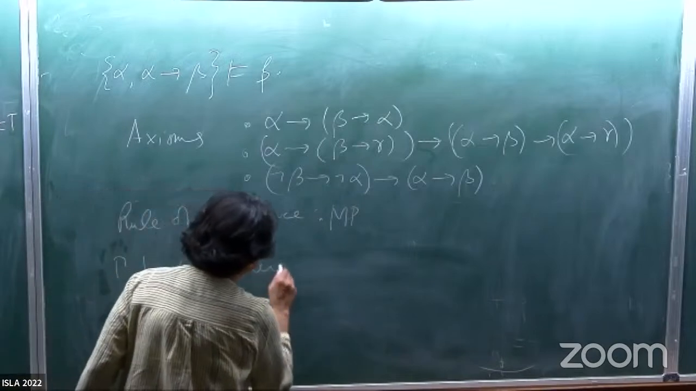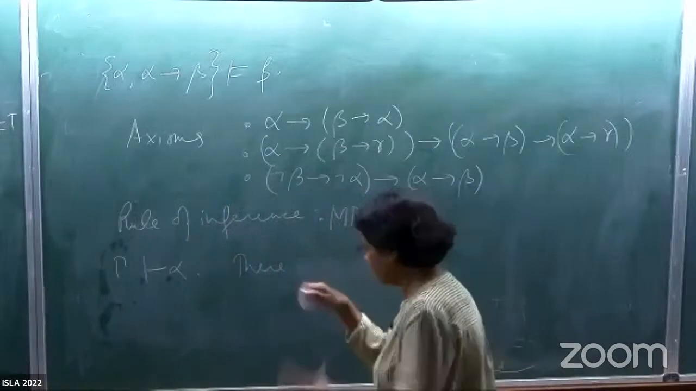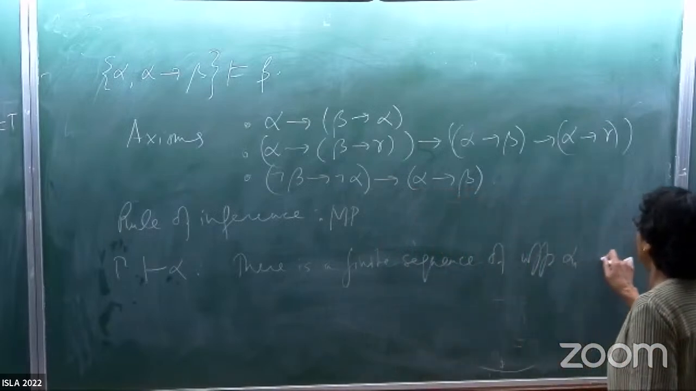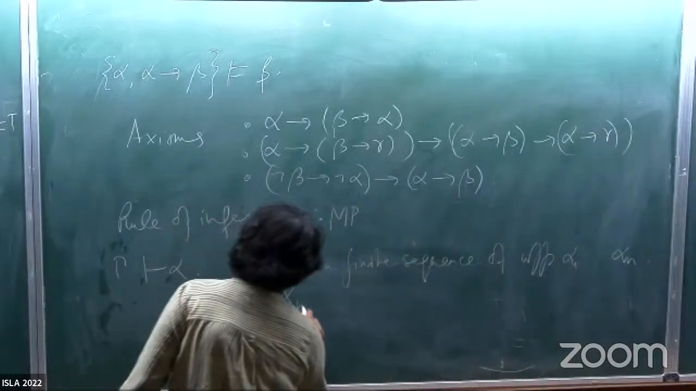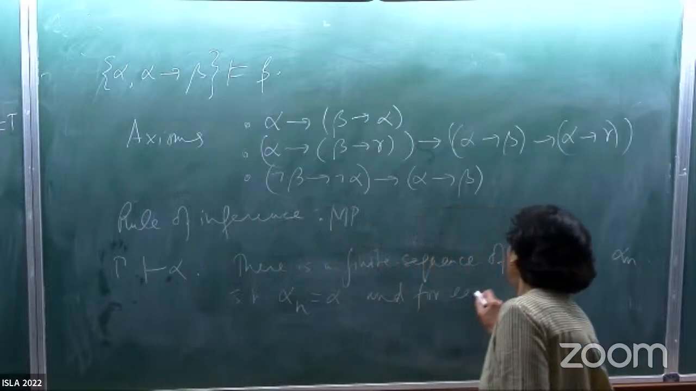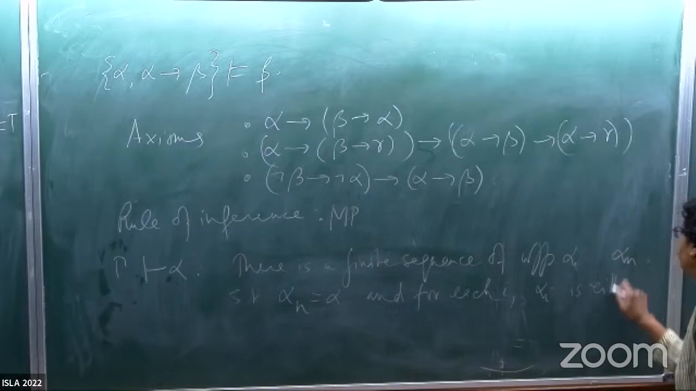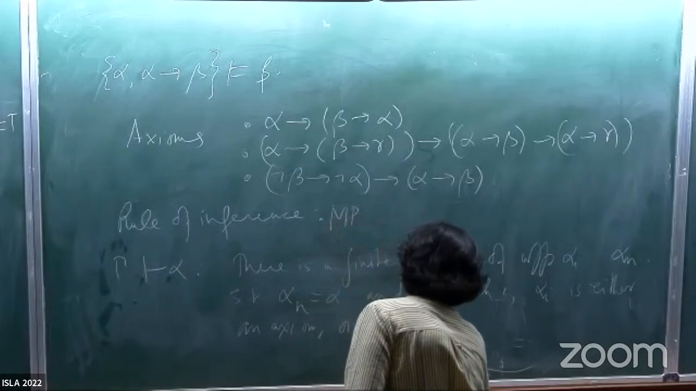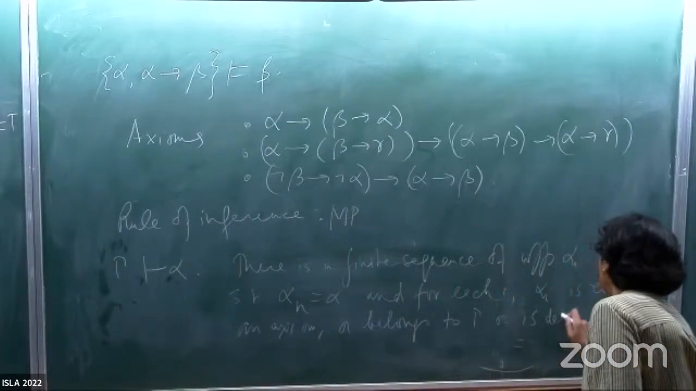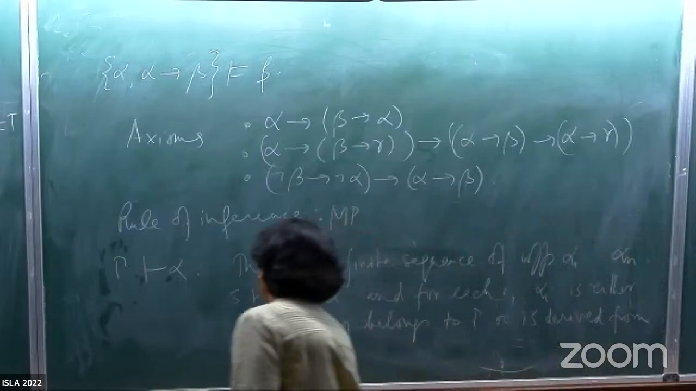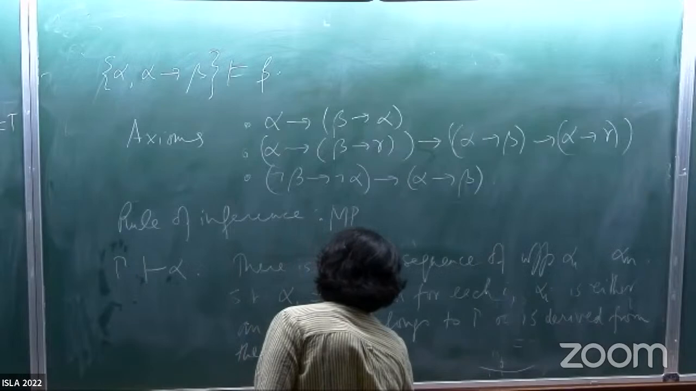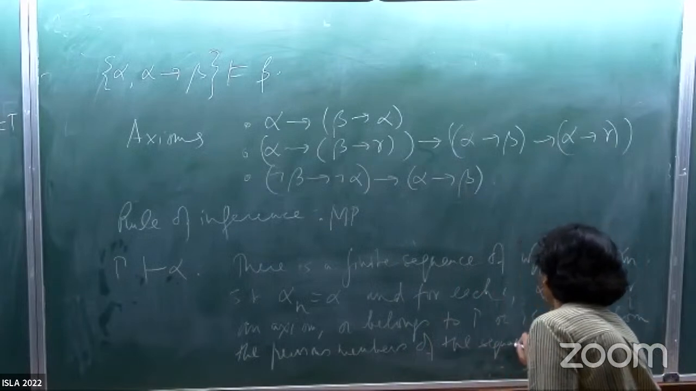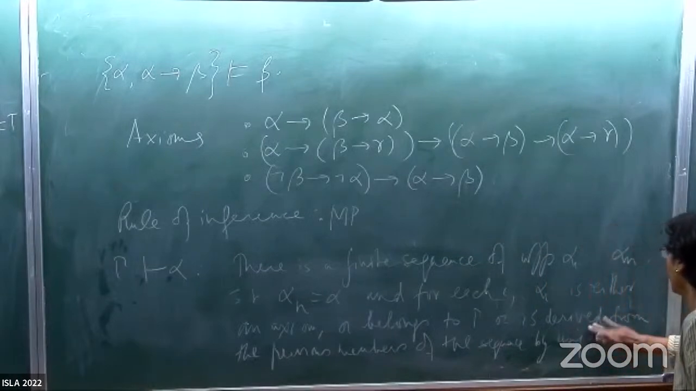So this is just formalizing what we had in our mind, what we were visioning: that there is a finite sequence of formulae, let's say alpha 1 to alpha n, such that alpha n is alpha, and for each i, alpha i is either an axiom, or belongs to gamma, that is, it's an assumption, or is derived from the previous members of the sequence by using the rule of inference given. So in our case, MP.